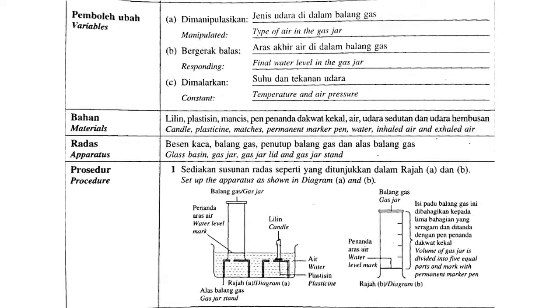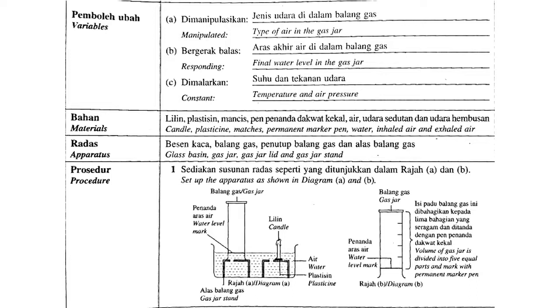Variables. Manipulated: type of air in the gas jar. Responding: final water level in the gas jar. Constant: temperature and air pressure. Materials: candle, plasticine, matches, permanent marker pen, water, inhaled air and exhaled air. Apparatus: glass basin, gas jar lid and gas jar stand.